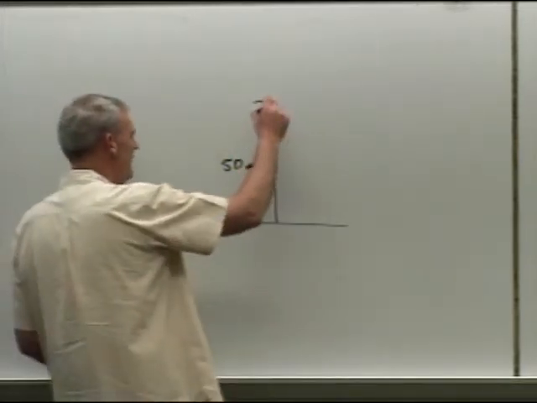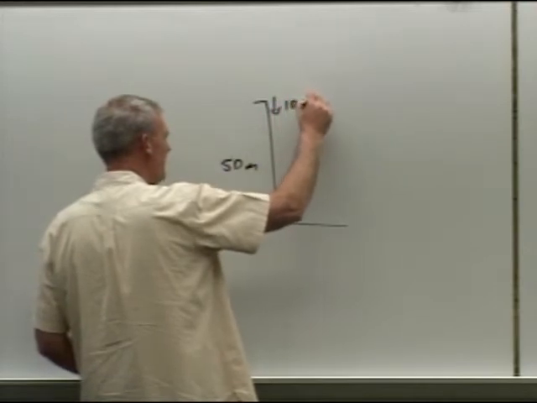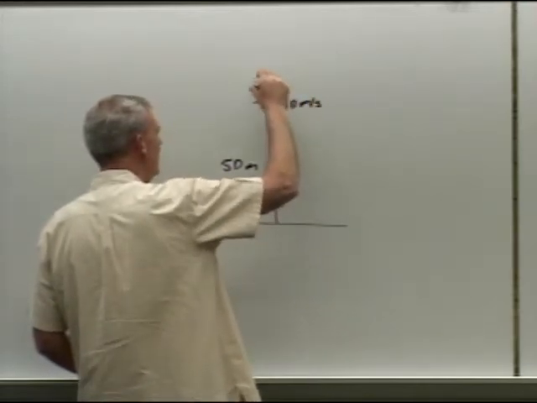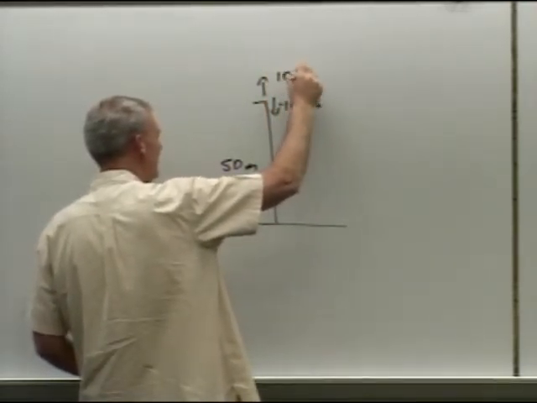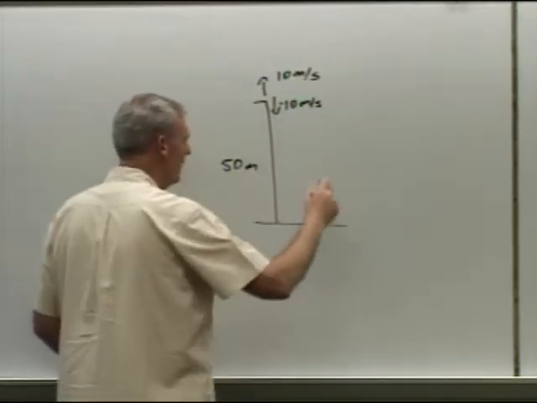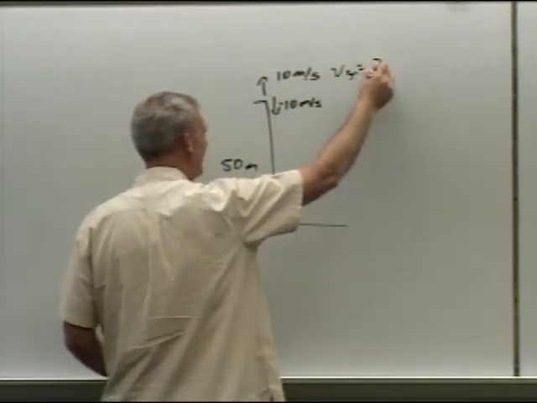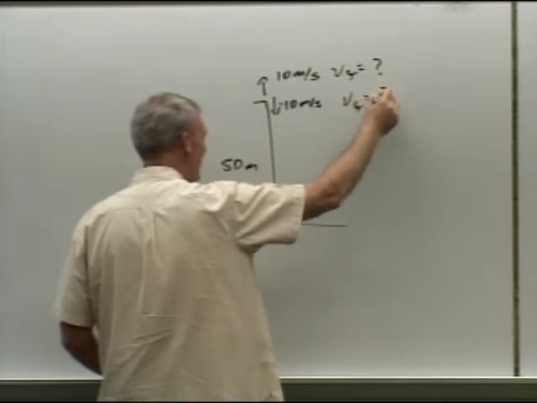All right, so 10 meters down, 10 meters per second throwing it down, 10 meters per second throwing it up. What's the final velocity for this guy?